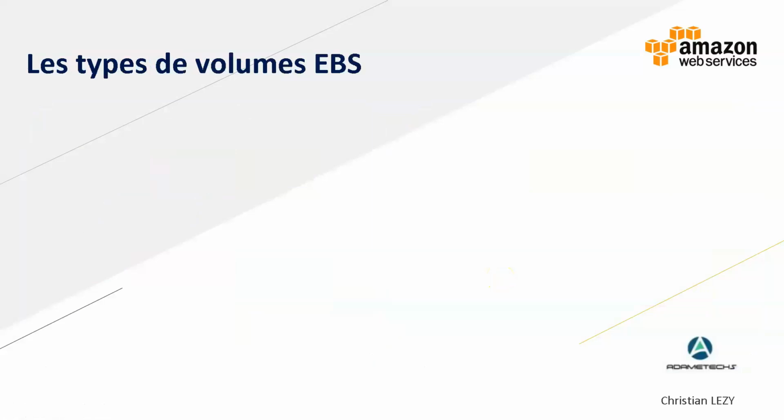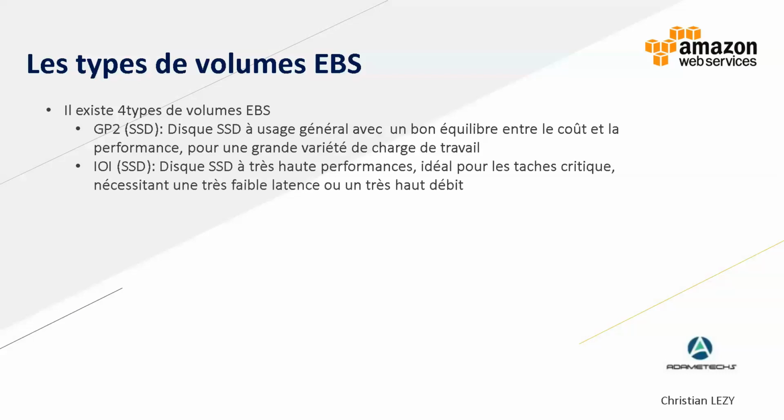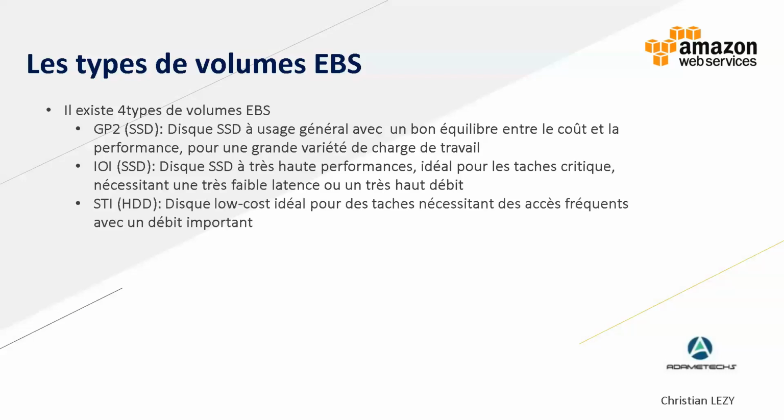The different types of EBS volumes. There are four types of EBS volumes. The GP2 is dedicated to general purpose use, with a good balance between price and performance, and is suitable for a wide variety of workloads. The IO1 is a very high-performance SSD, ideal for critical tasks requiring very low latency or very high throughput in terms of disk writing. The ST1 is a low-cost hard disk ideal for tasks requiring frequent access with a high throughput, like big data, and with a high demand in terms of writing.